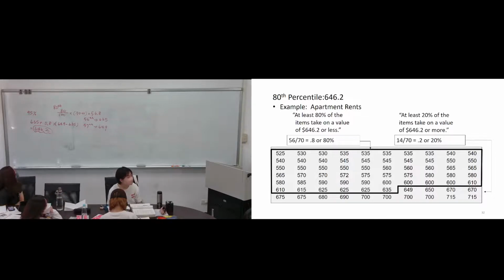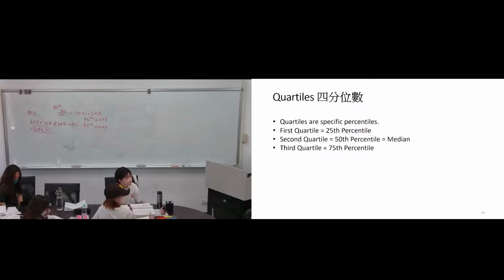So 80% of them are below $646.20, and 20% or more of the items take on the value of $646.20. Okay, questions? So that's the 80th percentile. Now let's see the last one.